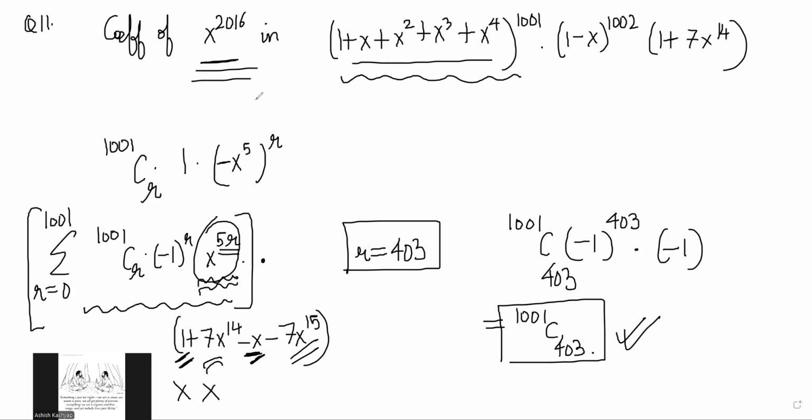I hope you are understanding what we did here. We are expanding this series as a GP sum and then getting one binomial term, and the remaining terms we are combining together in a separate polynomial. And then we are multiplying the terms to figure out which terms are coming. Let's look at the next problem.